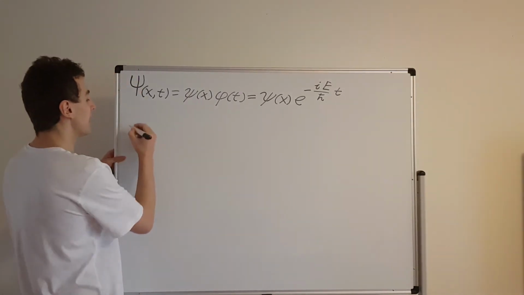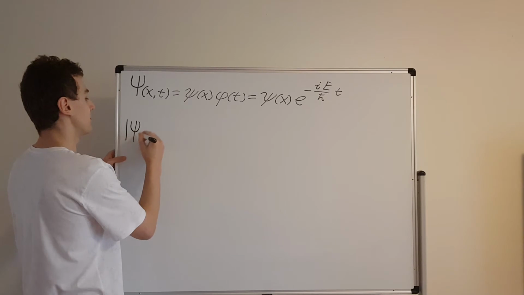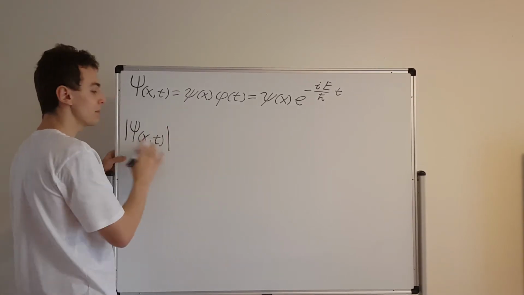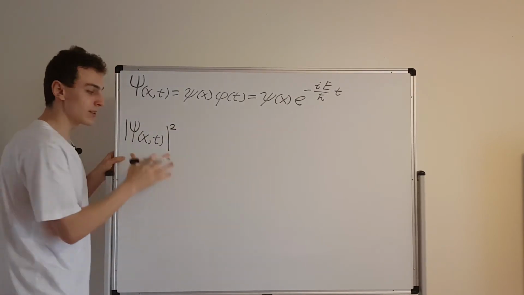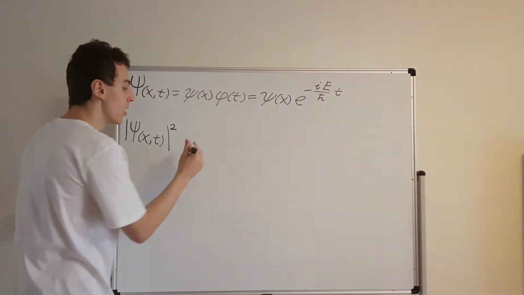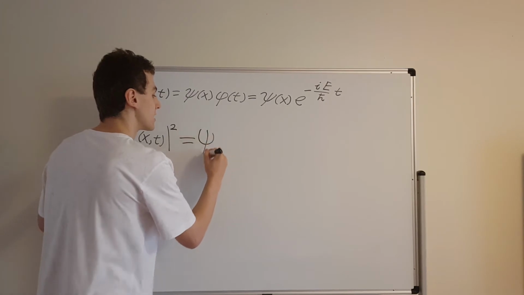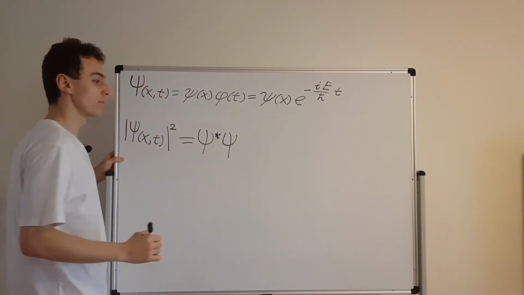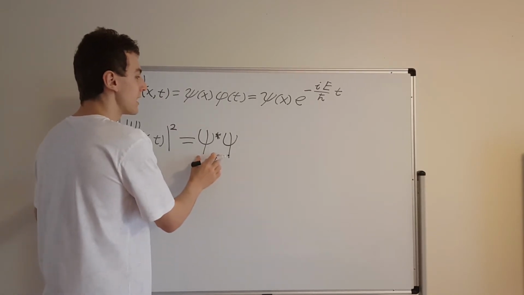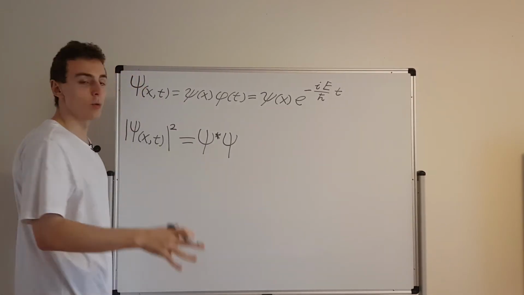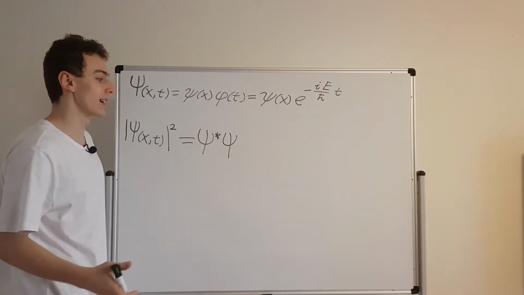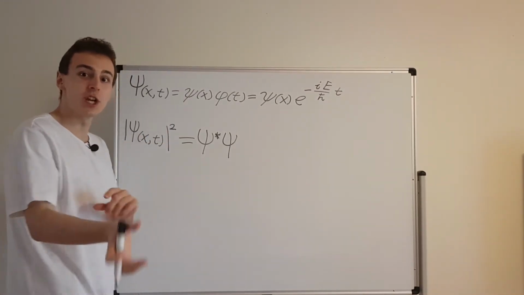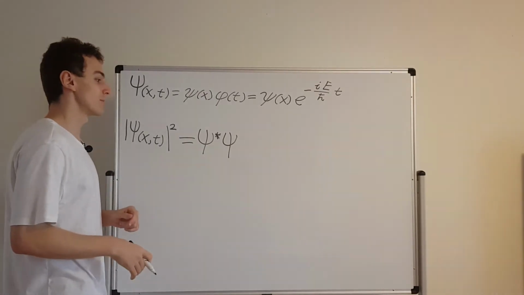The probability density function is defined to be capital psi of x and t, I'm going to take the absolute value and square it, right? And how do we actually get this probability density function? Well, we take psi star, or the complex conjugate, and we multiply it by psi. So how are we going to complex conjugate this? Well, we're going to have to take all of the i's and turn them to minus i's, and all of the minus i's, we're going to turn them to plus i's. So we just change the sign of the imaginary component.